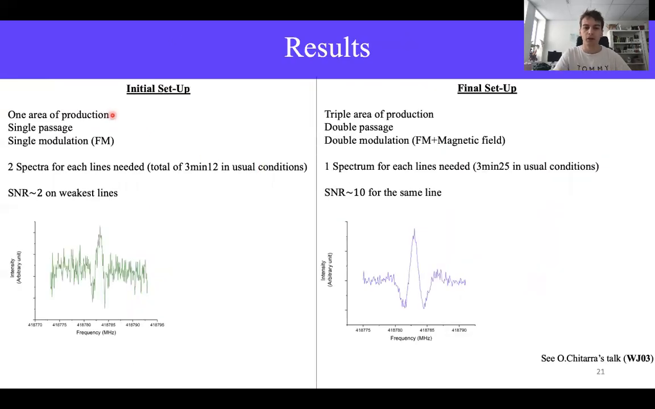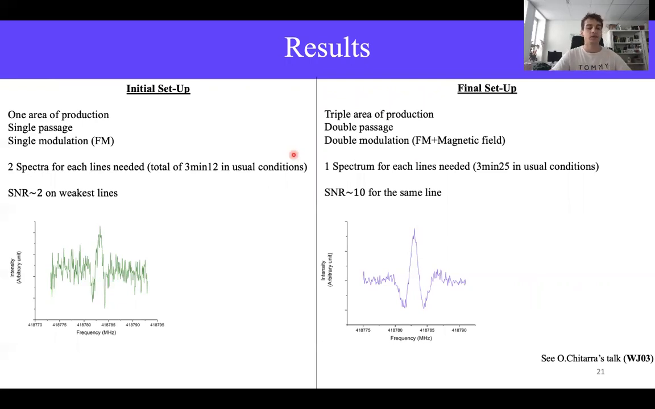So before, we had an initial setup with one area of production, a single pass and single modulation, and the final setup with a triple area of production, a double pass and a double modulation, frequency one and magnetic field one. Before, we needed to record 2 spectra for each line for a total of 3 minutes and 12 seconds. And now we only record 1 spectrum for each line, in 3 minutes and 25 seconds. But we don't have to put in or remove the magnet.